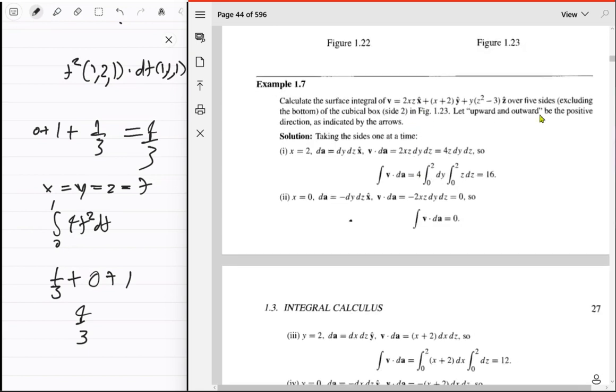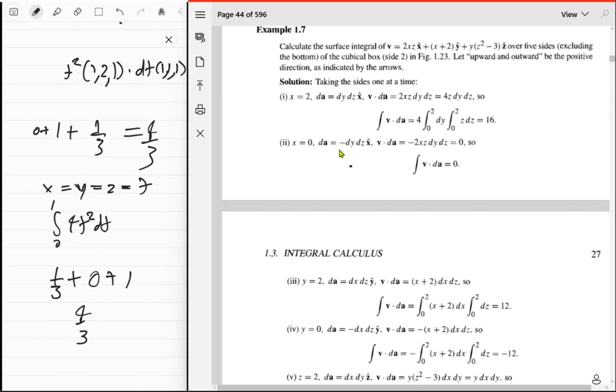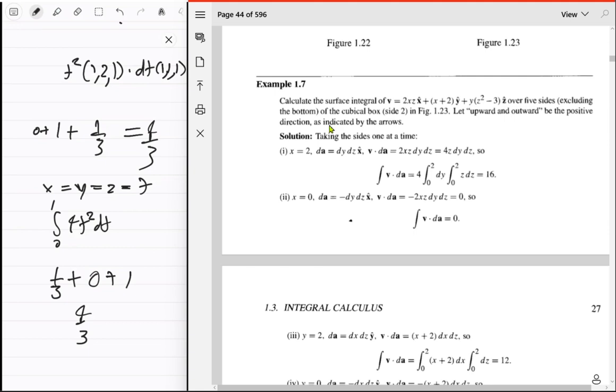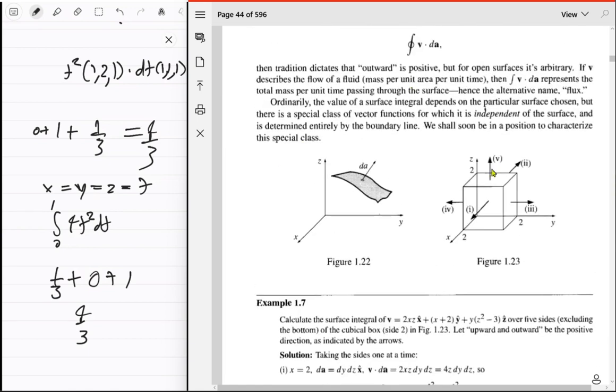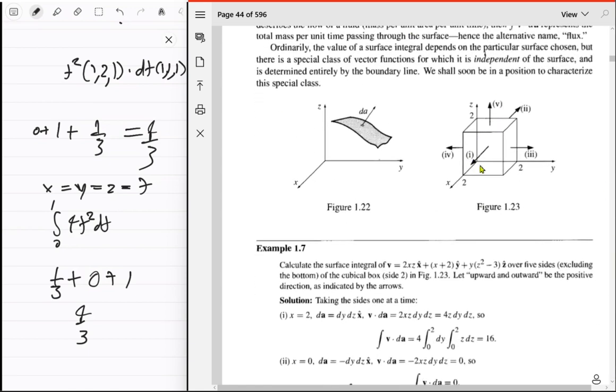Okay, so how's the box, by the way? Wait, this is 1.7. That's what we want to do, right? Yeah. So the angle of this thing on 5 sides is to the bottom of the cubical box in figure 1.23. Where's that? This is 1.23. This is XYZ coordinate. This is our origin, I guess. Bottom of the box is this thing, of course.